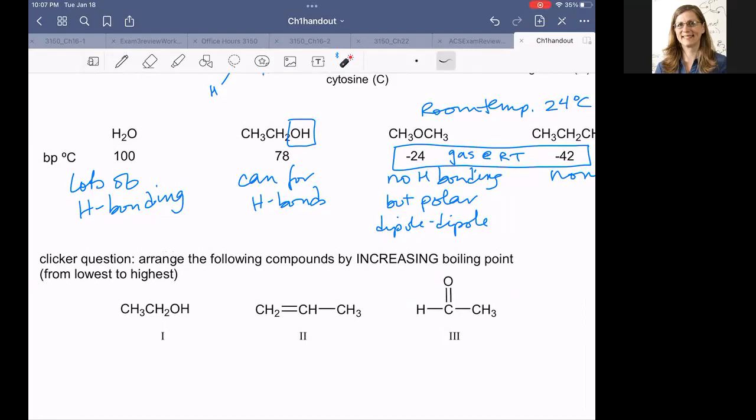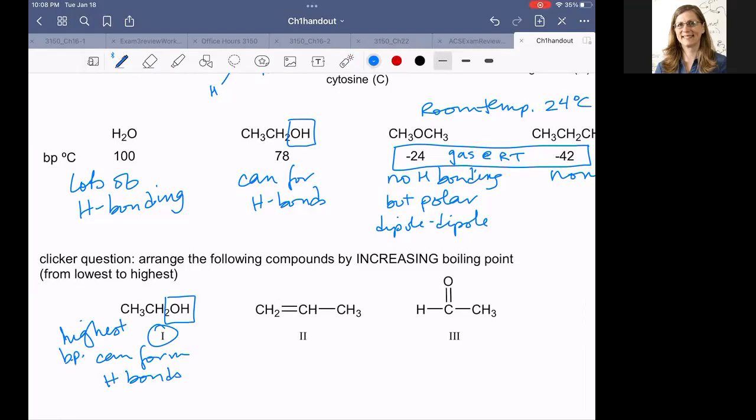The number one thing to look for is hydrogen bonding, because that's the strongest attraction we can have between molecules. So can any of these hydrogen bond? There's the magic group that we want to find. If we have an OH or an NH, you must have that in order for hydrogen bonding to take place. Okay, so this one can form hydrogen bonds. So this we expect to have the highest boiling point.